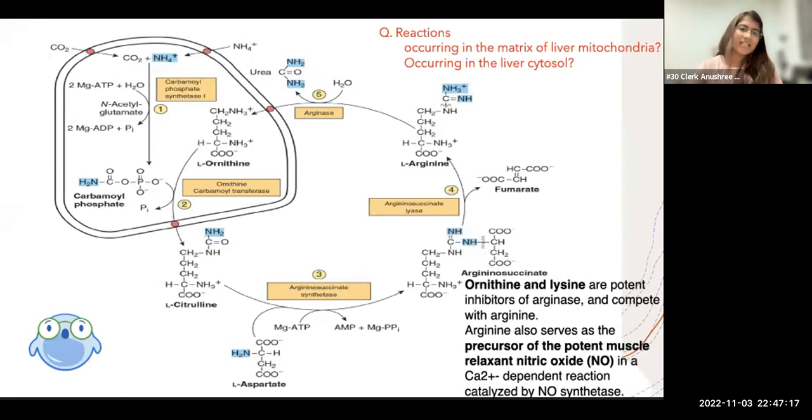Okay, take it as an assignment, do it later. Find out why lysine inhibits arginase. Okay. And also take note of this sentence that arginine serves as a precursor of a potent relaxant called nitric oxide, in a calcium dependent reaction, and it's catalyzed by obviously nitric oxide synthetase. Again, it's an energy requiring process.